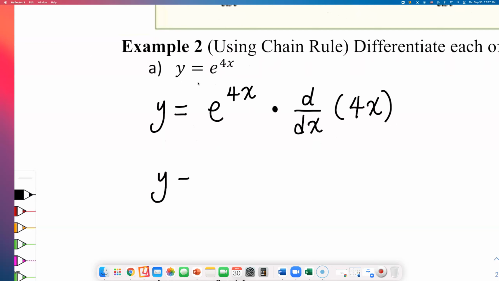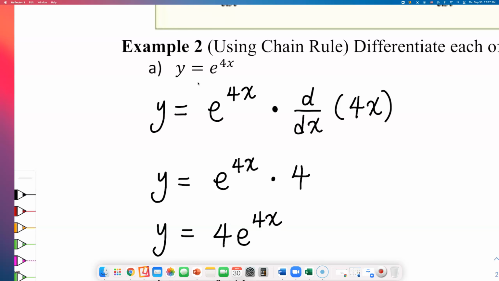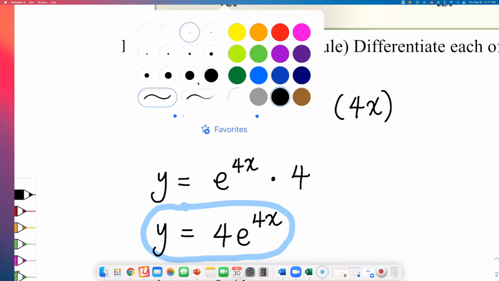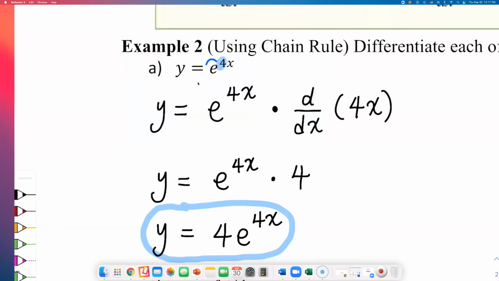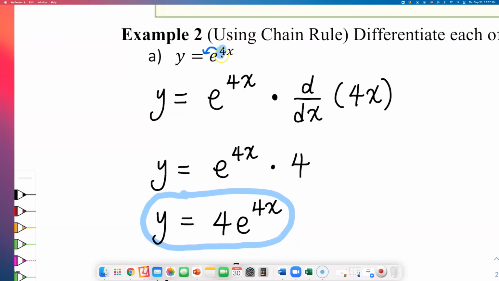So this becomes y prime equals e to the 4x times 4, right? So you can write your final answer as y prime equals 4 times e to the 4x. You will notice the pattern. That coefficient in the exponent, this 4, it just came down. So I can tell you that that's what's going to happen. The coefficient in that exponent just comes down. That's really what it is.